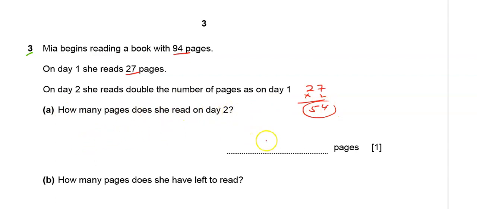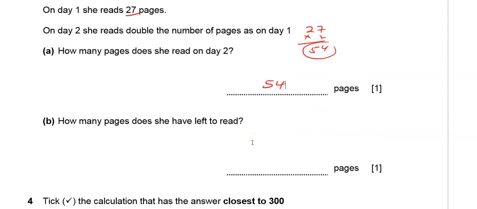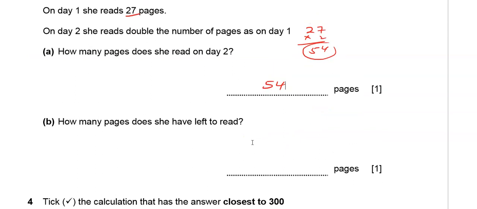How many pages does she have left? So the first day she read 27, day 2 she read 54. So let's find the sum of those. 54 plus 27: 4 plus 7 is 11, carry 1. 5 plus 2 is 7, plus 1, 8. So in day 1 and day 2, she has read a total of 81 pages.